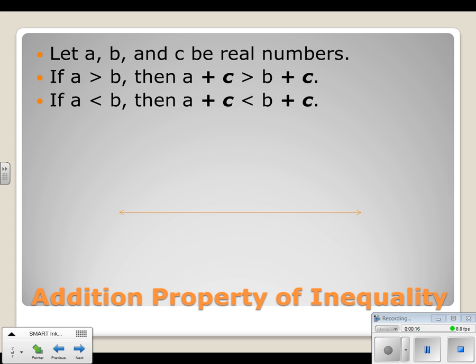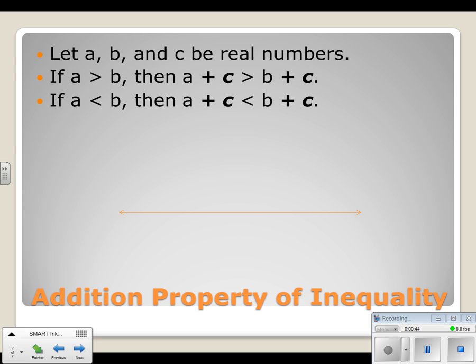The addition property of inequality says that we let A, B, and C be real numbers. If A is greater than B, then if you add C to both sides, it remains true. And if A is less than B, same thing. If you add C to both sides, it still remains true. These are similar to our properties of equality, where whatever we do to one side, we do to the other, it remains the same. So it's the same for inequalities.